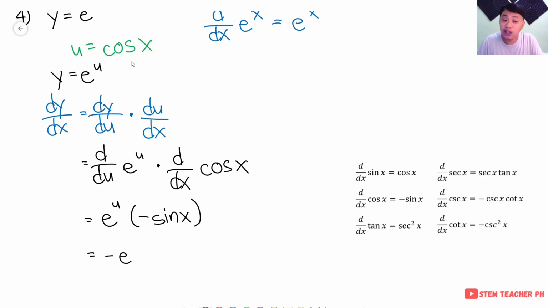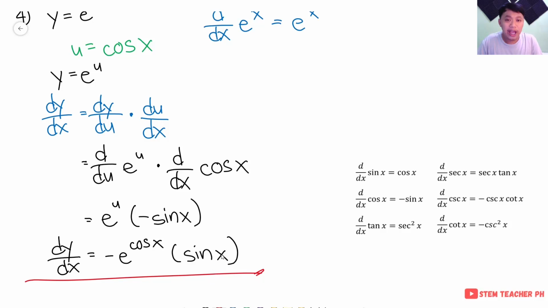Our u is cosine of x. So we have negative e cosine of x. Tapos nakamultiply tayo kay sine of x. So you have negative e cosine of x times sine of x. Ito yung dy over dx. This is already our answer. May exponential function lang na involved for this one, pero kaya pa rin naman siyang gawin using chain rule of differentiation. So this is it for the example number 4.